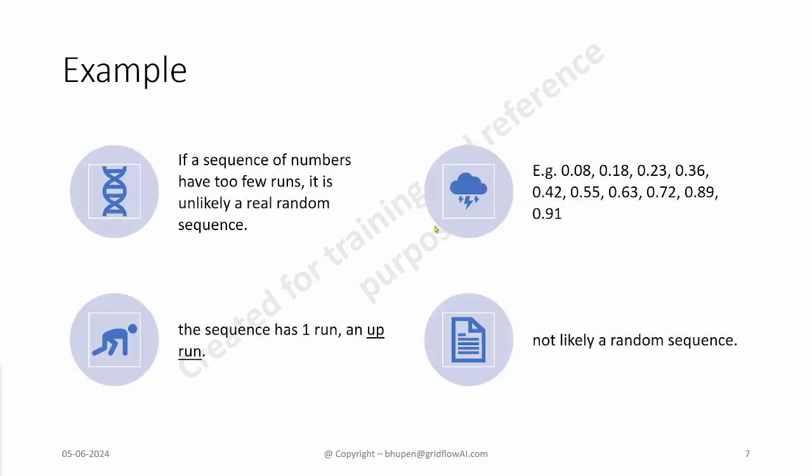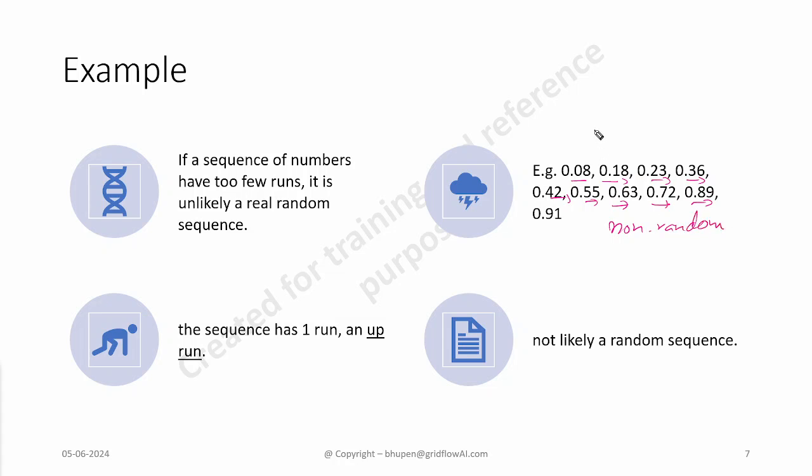All right, let's see one more here. If the sequence of numbers has very few runs in the sample, then it is likely that it is not a random sequence. For example, here, if you look at the series, the values are increasing in order, right? They are in one direction, and that's non-random.